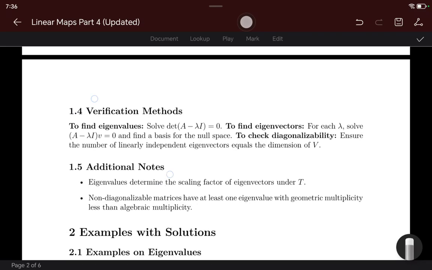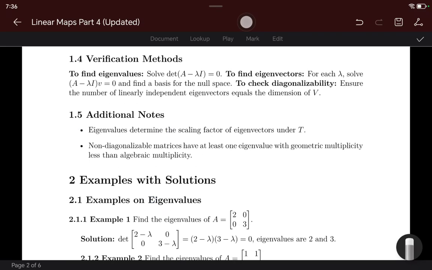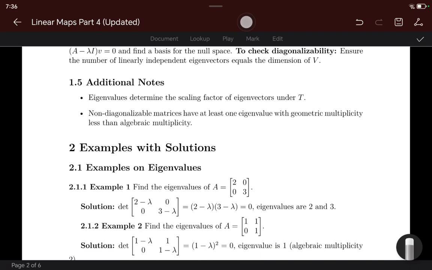Now, for the additional notes, eigenvalues determine the scaling factor of eigenvectors under T. This one is for people who are interested in some extra info. Non-diagonalizable matrices have at least one eigenvalue with geometric multiplicity less than the algebraic multiplicity. These multiplicities, we'll look at them as we go on, which one is the algebraic, which one is the geometric.